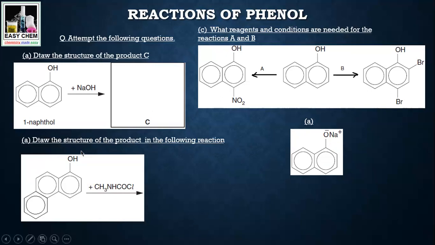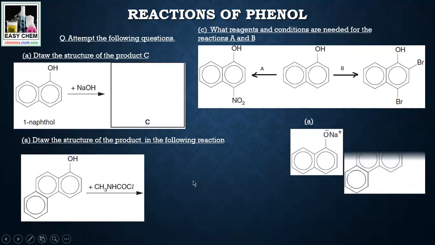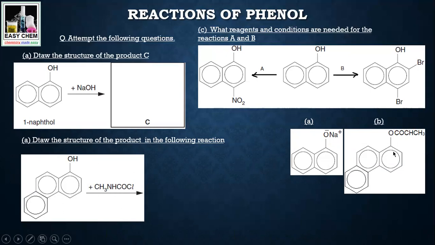In this phenol molecule, this OH, hydrogen goes out with the chlorine making HCl, and to this oxygen, this carbon is going to get attached. See this. The 3 rings are here. Oxygen is there here. To this oxygen, this part has been added. You remove chlorine and attach this to the OH part. Here we get the product. That's the answer for part B.